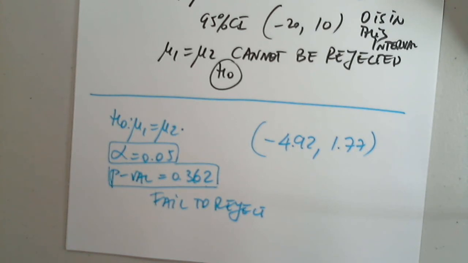So for this two-tailed hypothesis test based upon the p-value, you already told me do not reject, or fail to reject, which is the same thing, the null hypothesis. Since the confidence interval does contain 0, it supports the conclusion that the population means may be the same.